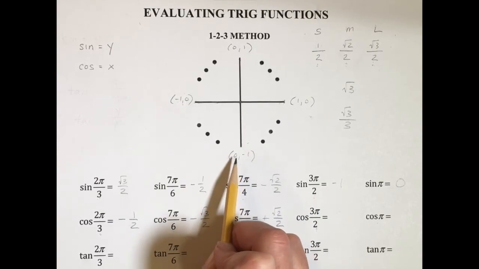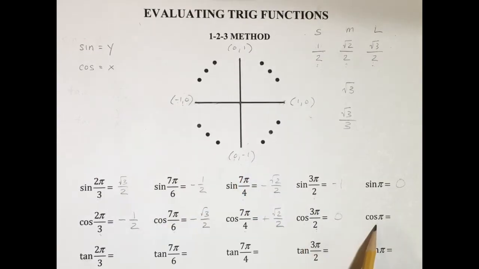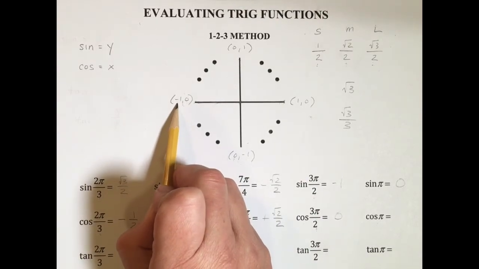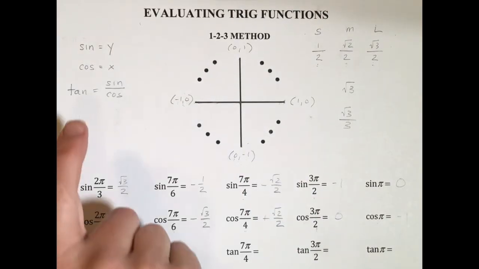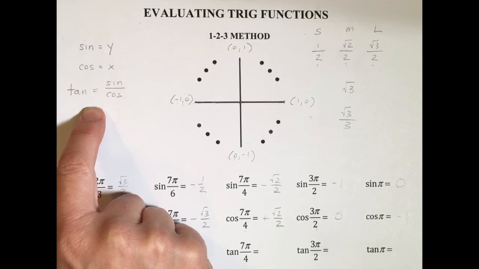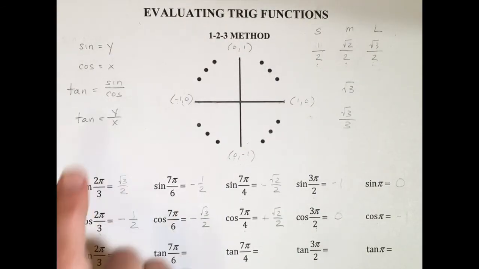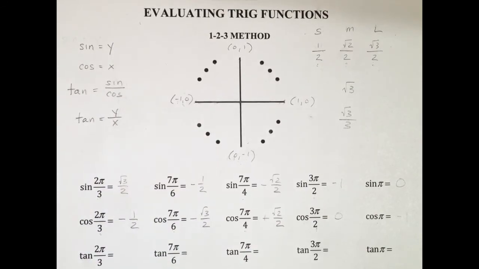Here's 3 pi over 2, cosine is 0. Cosine of pi is easy also. Here's where pi is, cosine is negative 1. Perhaps you recall from trigonometry that tangent is equivalent to sine over cosine, which means tangent is y over x. Recall that change in y over change in x is slope. Let me show you how you can use the slope of a line to determine tangent of any angle.